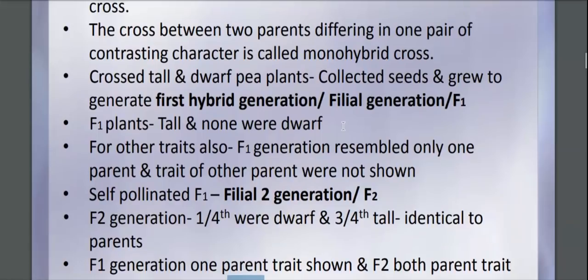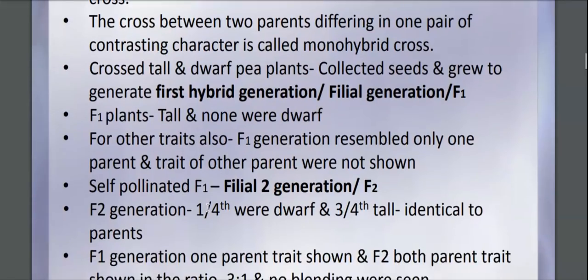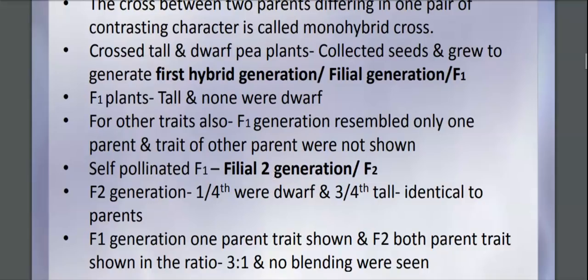Just to summarize what we said here, because this is important. In a monohybrid cross, he took two parents of alternating forms. When he crossed them, he got the F1 generation. The F1 generation resembled only one of the two parents. From the F1, how did he get the F2? He did selfing, or self pollination. And when he did selfing to get the filial 2 generation, he noticed both the traits were expressed in a 3:1 ratio.